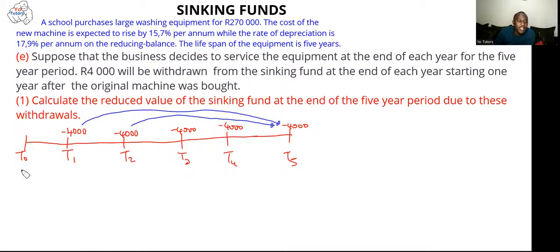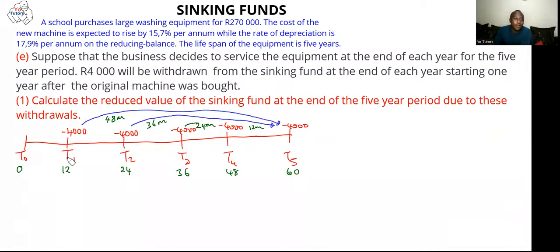So if we are to check here, let's write the months in terms of months here. This one is 0 and this one is 12. This one 12 times 2, 24 after 2 years. This is 36. This is 48. This is 60 months. So it means that the first one here is going to have 48 months to grow, and this one here is going to have 36 months to grow, and this one here is going to have 24 months to grow, and this one here is just going to have 12 months to grow, and this one just 0 months.